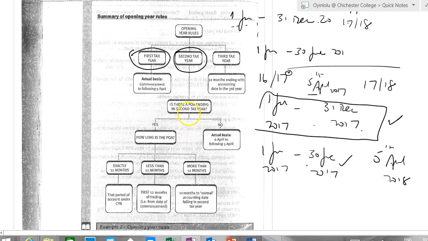Now let's look at what the next question is. If there is, yes, okay, so we're going to go with that. If it is 12 months, well, that's perfect. We just work with that. 1st of January to the 31st of December. There's no question about that. Now, the next question is, if it's less than 12 months, then it says take the first 12 months. I'm just going to have to go 1st of January to the 31st of December.